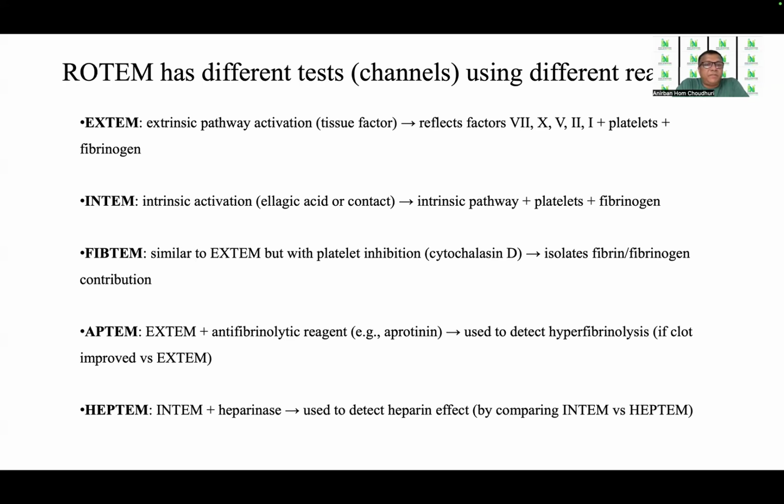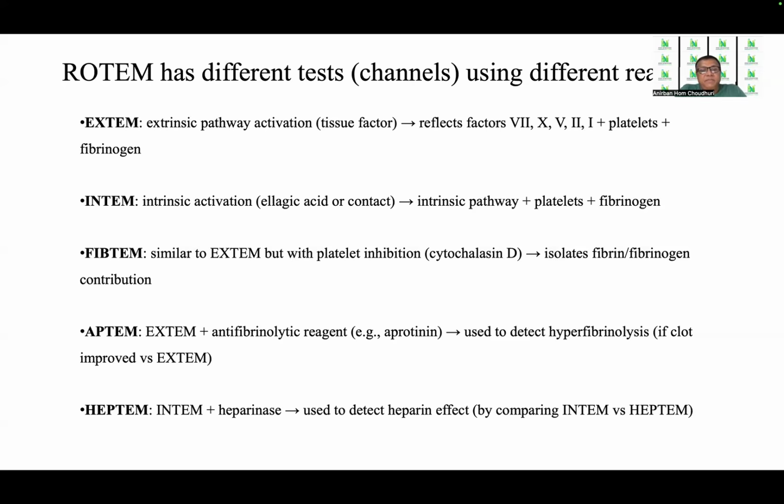The FIBTEM is similar to XTEM but with platelet inhibition, so it isolates the fibrinogen contribution. Therefore, the effect of fibrinogen can be known after seeing the results of the FIBTEM. Next is the APTEM. APTEM is the XTEM plus an antifibrinolytic agent, that is, it is used to detect hyperfibrinolysis. And HEPTEM is INTEM plus heparinase. It is used here to detect the heparin effect.